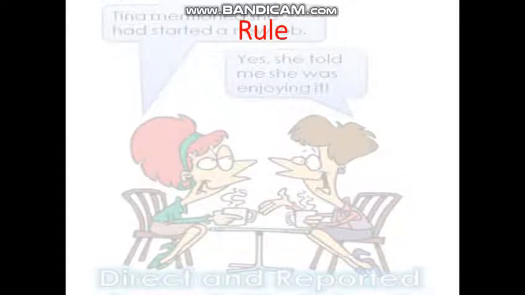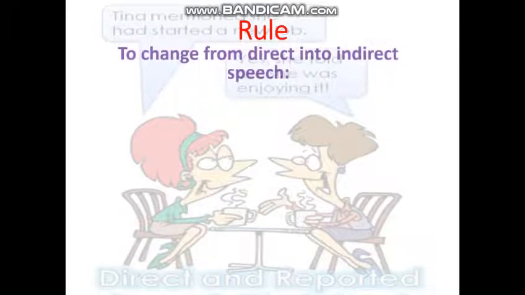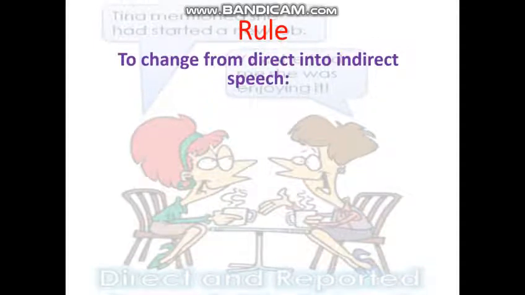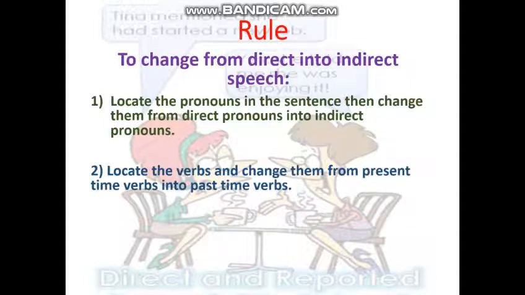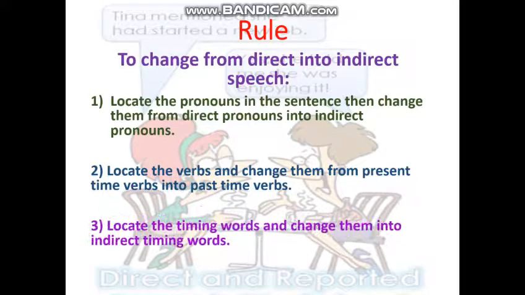The rule says, to change from direct into indirect speech: 1. Locate the pronouns in a sentence, then change them from direct pronouns into indirect pronouns. 2. Locate the verbs and change them from present time verbs into past time verbs. 3. Locate the timing words and change them into indirect timing words.